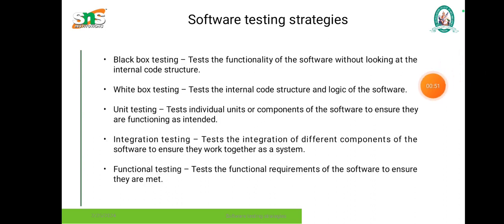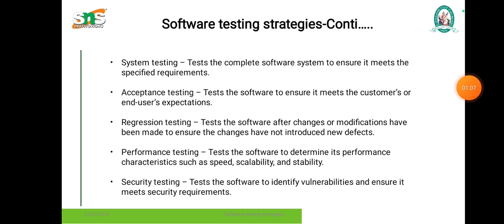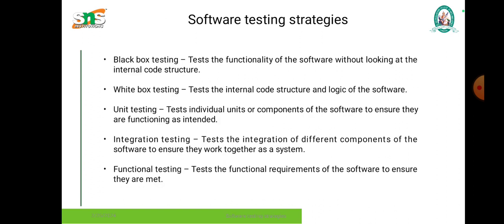And next one is software testing strategies. The software testing strategies are classified into many types. So there are black box testing, white box testing, unit testing, integration testing, functional testing, system testing, acceptance testing, regression testing, performance testing and security testing. So let's discuss one by one. The first one is black box testing.